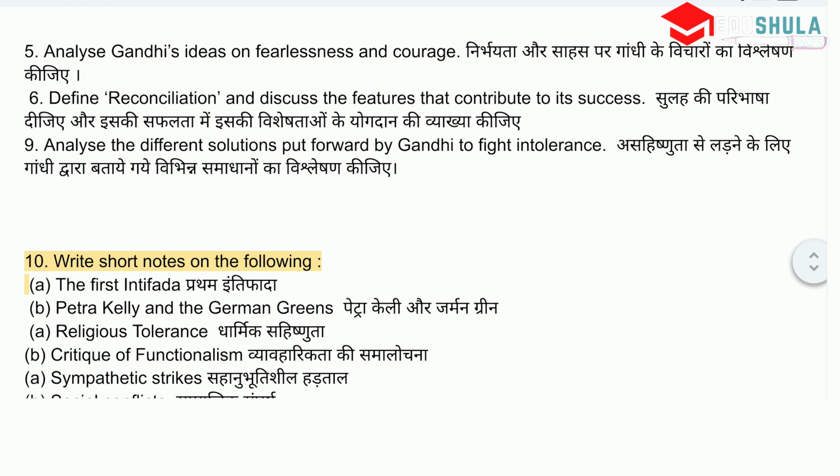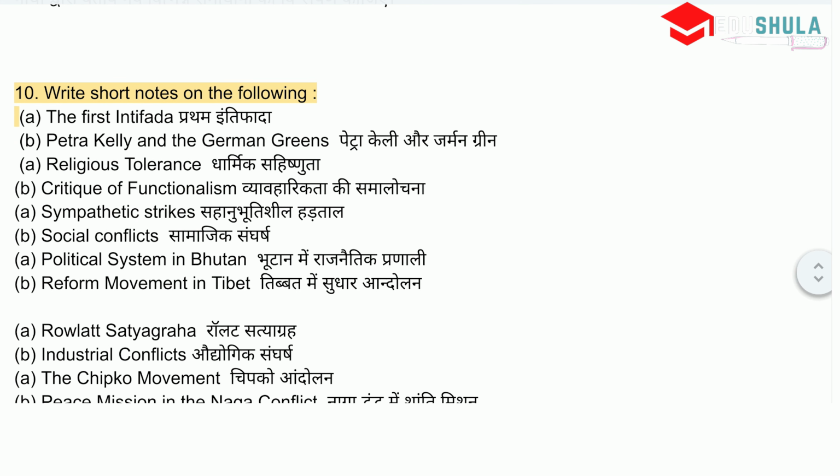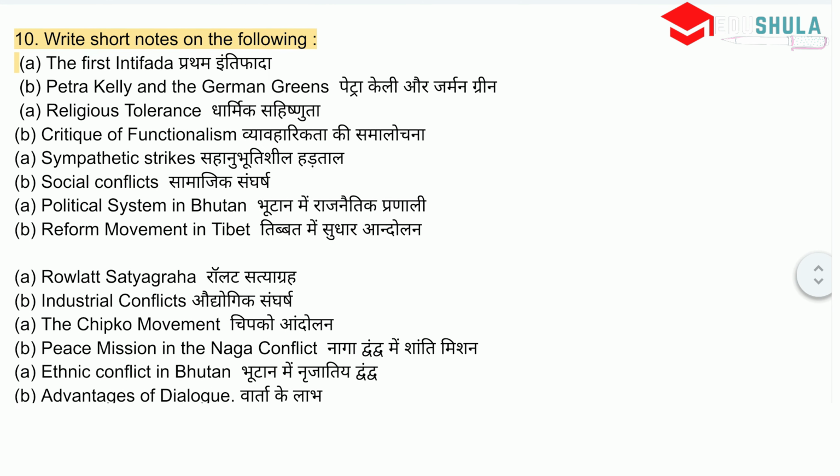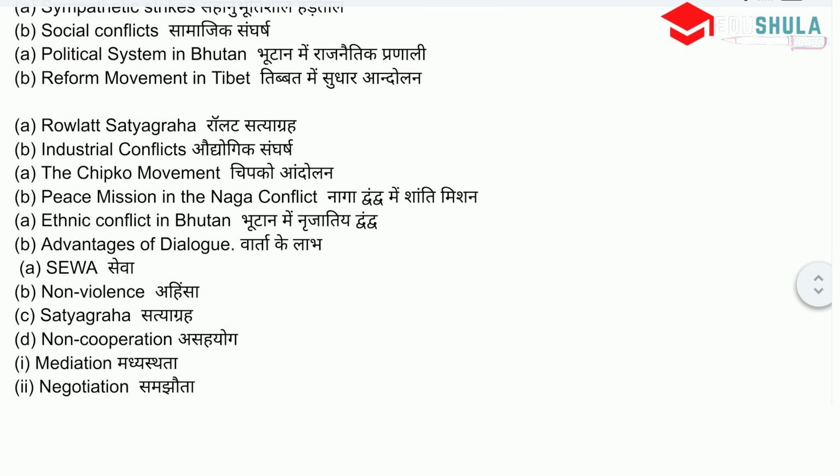Write short notes on the following: the First Intifada, Petra Kelly and the German Greens, religious tolerance, critique of functionalism, sympathetic strike, social conflicts, political system in Bhutan, reform movements in Tibet, role of Satyagraha, industrial conflicts, the Chipko movement, peace mission in the Naga conflict, ethnic conflict in Bhutan, advantages of dialogue, seva, non-violence, Satyagraha, non-cooperation, mediation, negotiation.